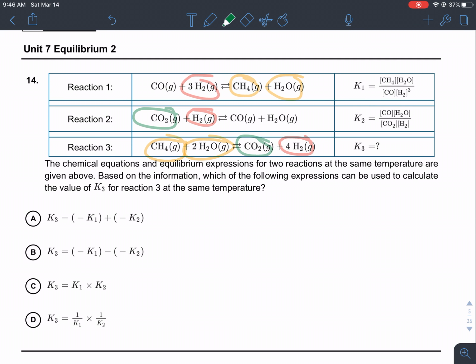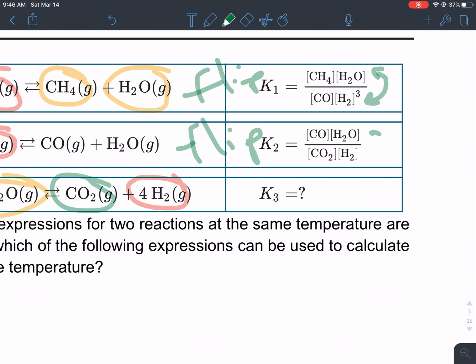In other words, do you notice that you have to flip both of these? Now, here's the thing. In Hess's law, when you flip them, they become negative, right? It would become negative K1 and negative K2. But this is not Hess's law. This is equilibrium. When you flip an equilibrium, instead of products over reactants, it becomes reactants over products. These flip. Okay? So it doesn't just become negative. It becomes its inverse.